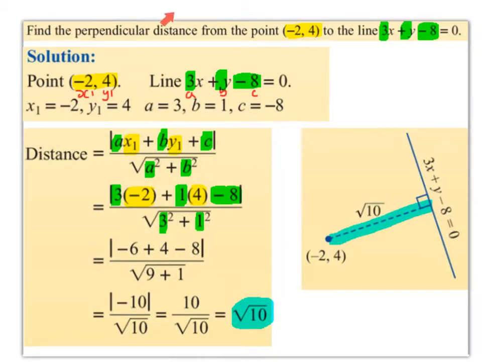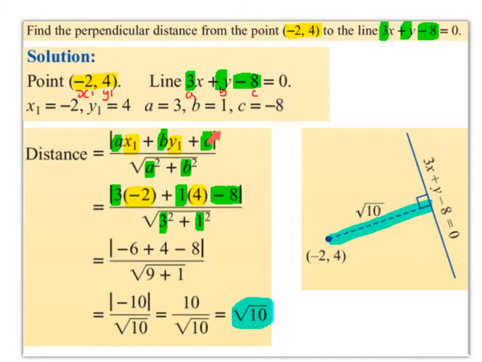Find the perpendicular distance from the point minus 2, 4 to the line 3x plus y minus 8 is equal to 0. So we label our point x1, y1, and we label our line A, B, and C. So x1 is equal to minus 2, y1 is equal to 4, A is equal to 3, B is equal to 1, because y on its own is really 1y, and C is equal to minus 8.